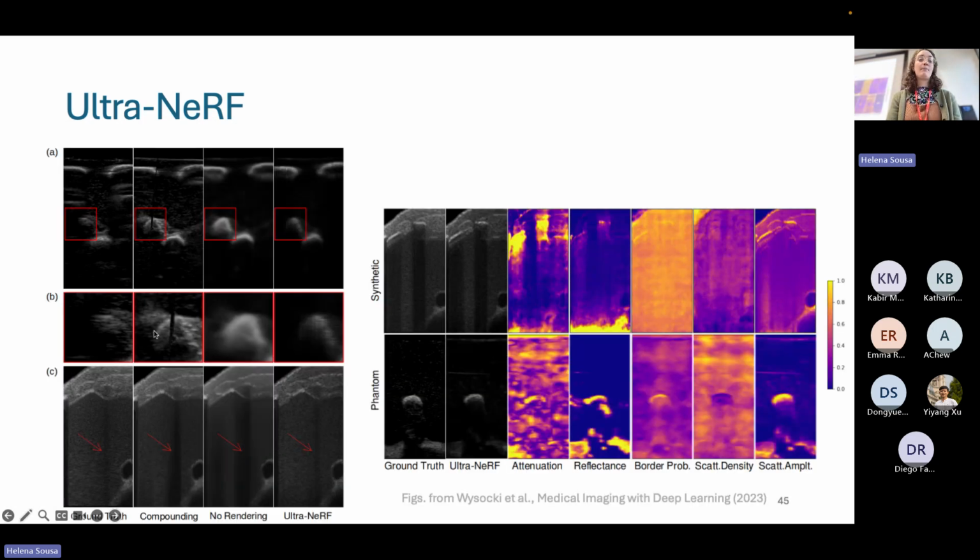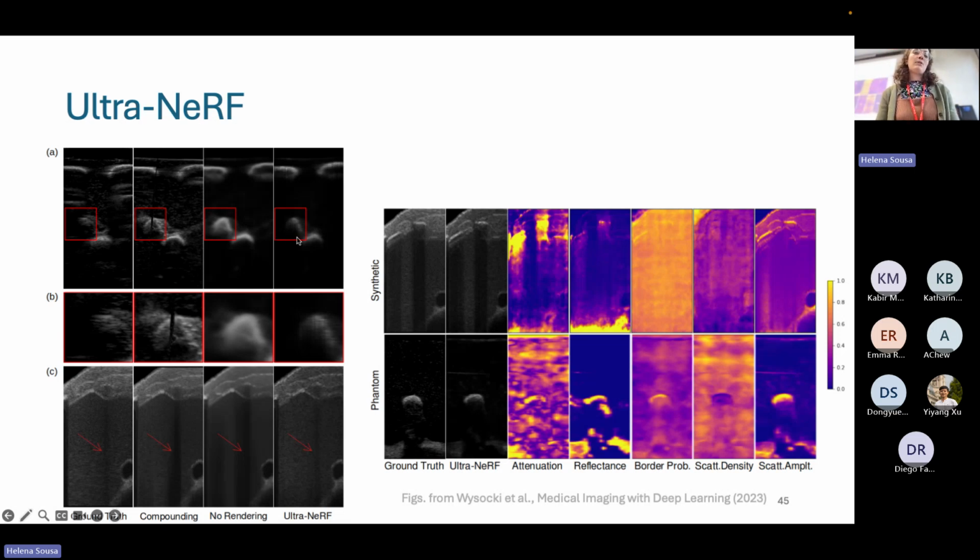So here, just an example of some of their results. On the left is the ground truth, and then the center ones are alternative approaches. So this is one using compounding, and this is just an INR without any of this specific rendering. And then the one on the right is actually UltraNerve.